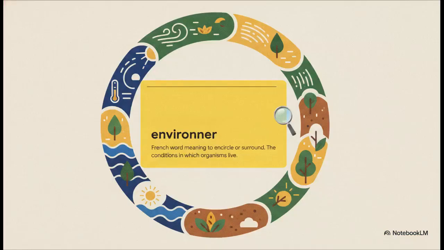The word itself actually originates from the French term environner, which translates to encircle or to surround. You know, for us, the environment isn't just some pleasant backdrop of trees and oceans. It really represents the total, complex composite of conditions that dictate the very boundaries of life.